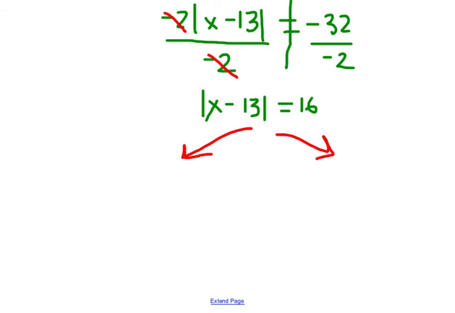So for the first one, remember all I do is get rid of the bars. So x minus 13 equals 16. And for the second equation, I get rid of the bars and change the number on the other side to a negative. So x minus 13 equals negative 16.